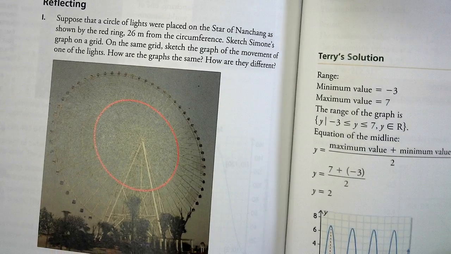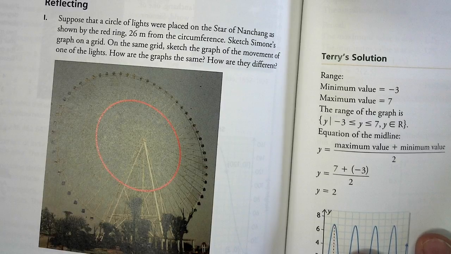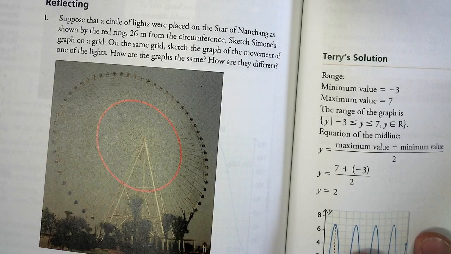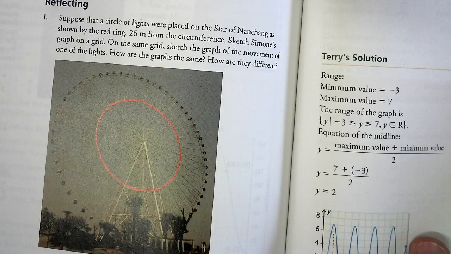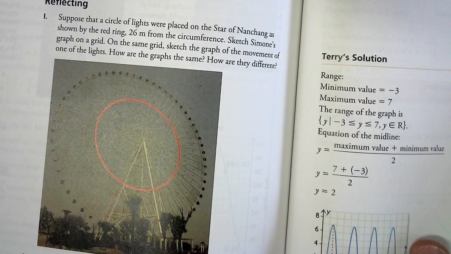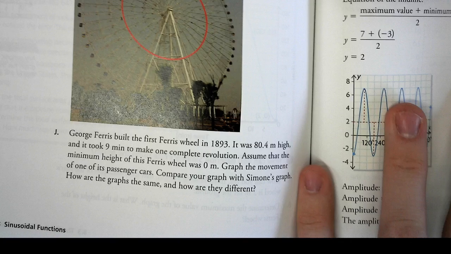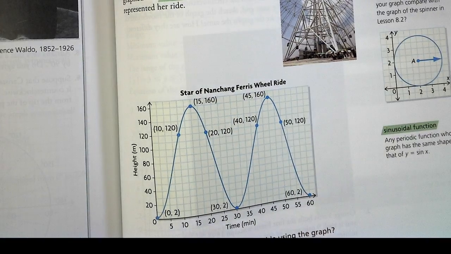So here is, so it's 26 meters from the circumference. Sketch Simone's graph on the grid, and in the same grid, sketch the graph of the movement of one of the lights. How are the graphs the same, and how are they different? And we have another option, or below, another graph here. So these are all the Star of Nanchang. That's all the examples that we have here.